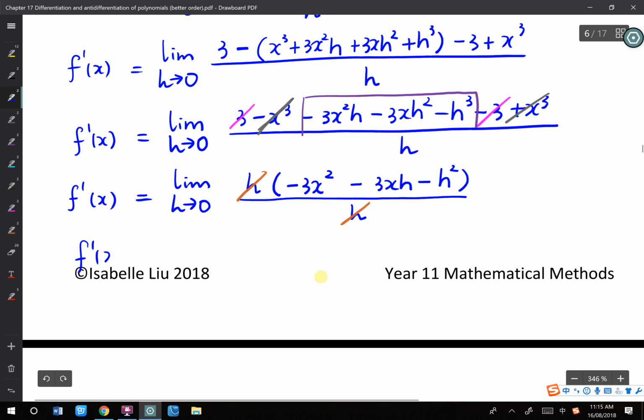And when we can do substitution, we do not write the limit as h approaches 0 anymore. So I sub h becomes 0, and that becomes 0. So those 2 terms become 0. What we are left with is only minus 3x squared.